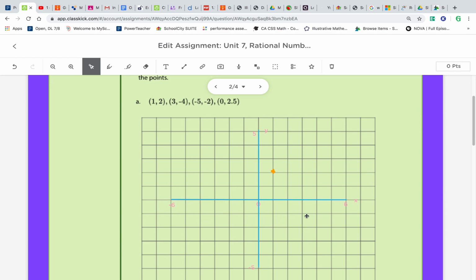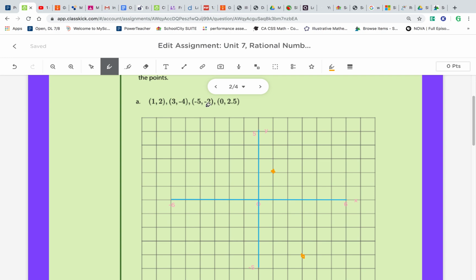For time purposes, I'm going to skip a little bit of this. So the next point here is 3, -4. I'm going to go sideways to 3: 1, 2, 3. And then down to -4: -1, -2, -3, -4. So right here.